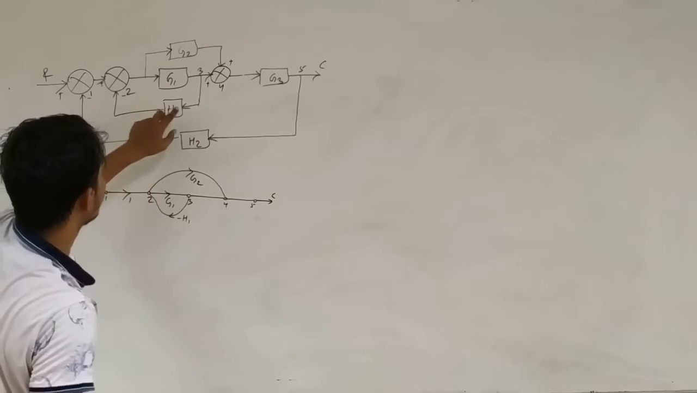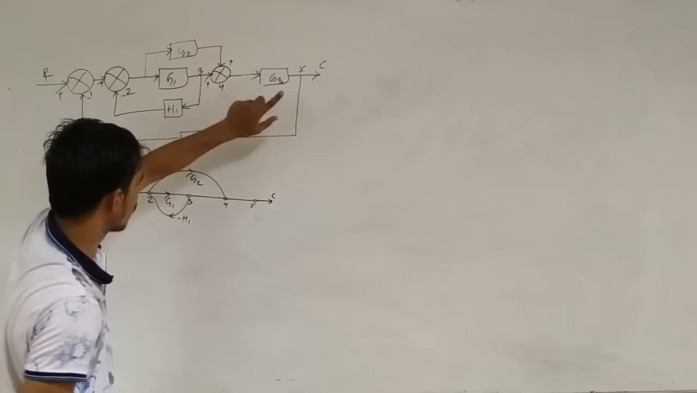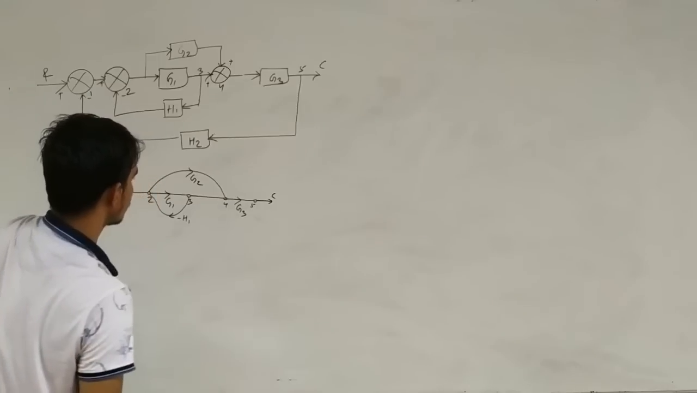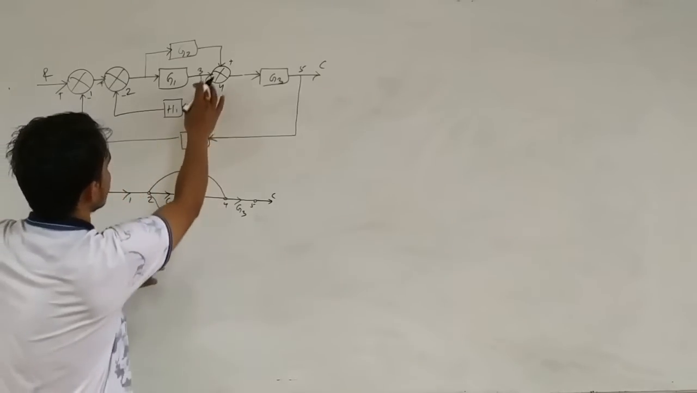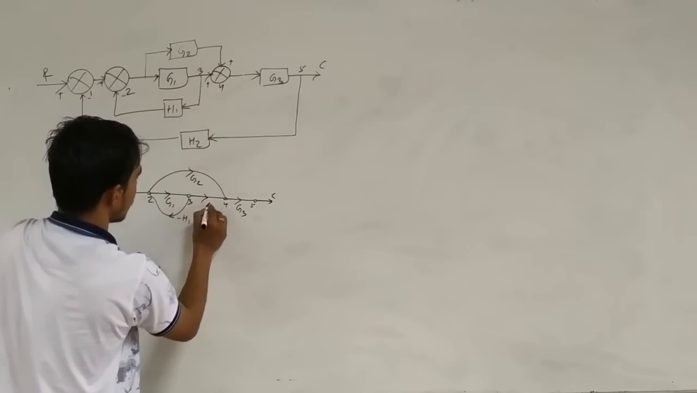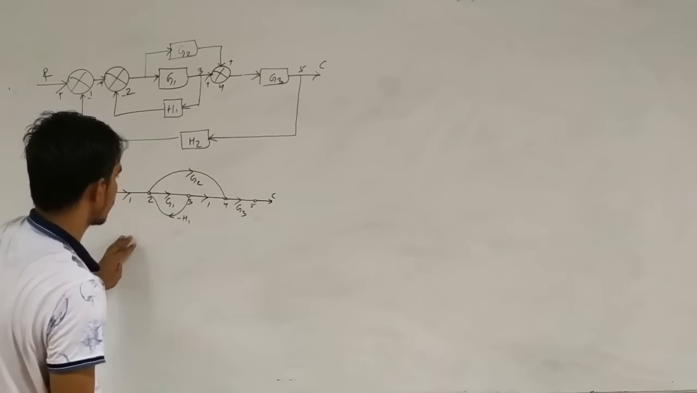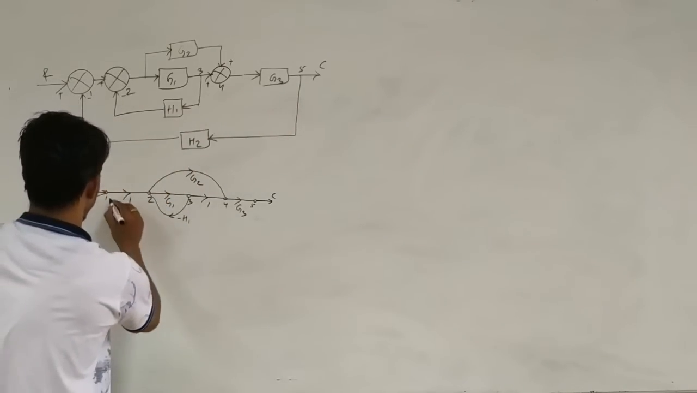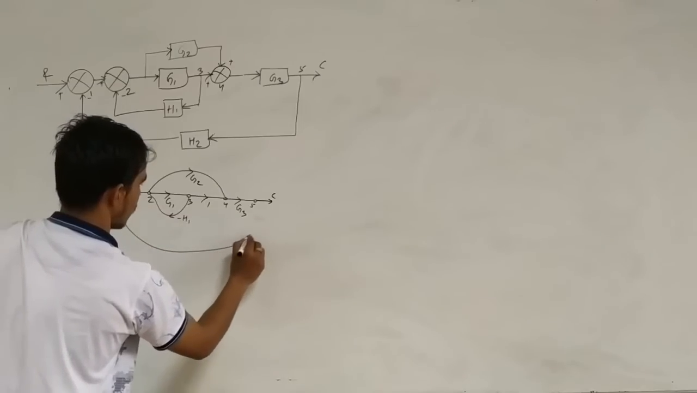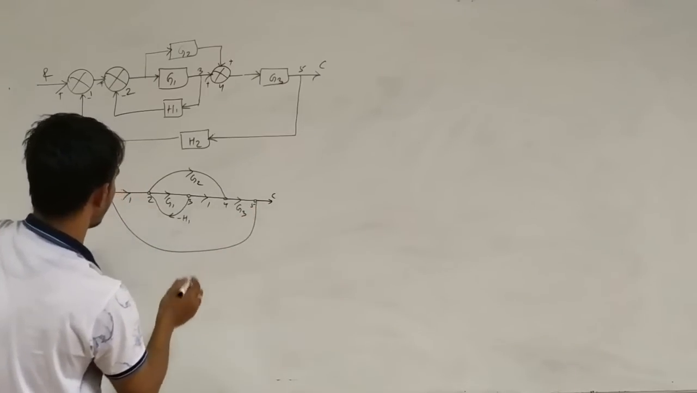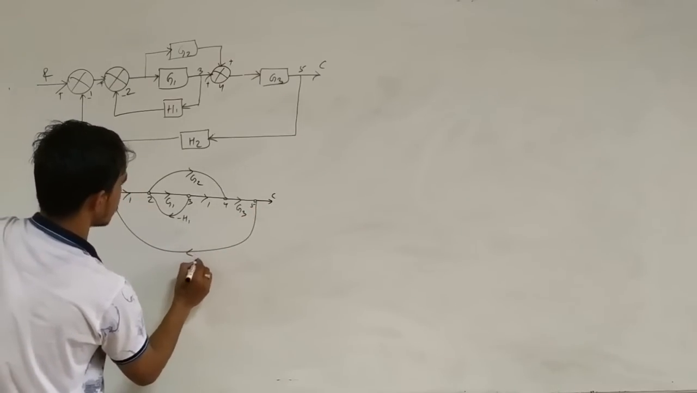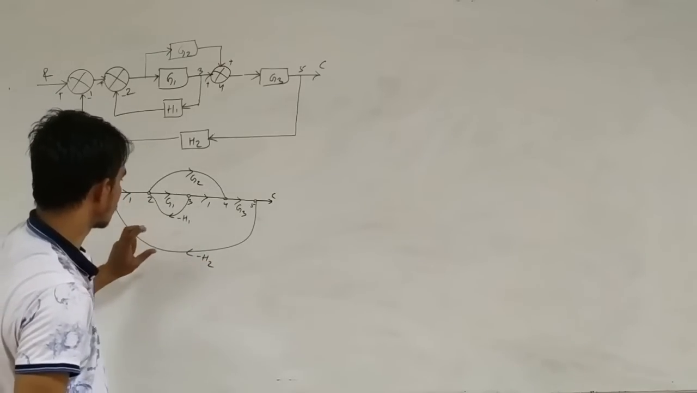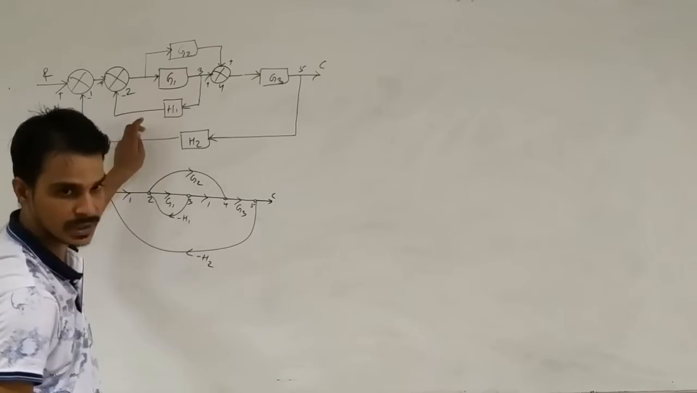And 4 to 5 the gain is G3. And 3 to 4 nothing is there, so consider 1. And node 5 to node 1, a feedback path is there forming a loop. So this is minus H2. So this is the signal flow graph of this block diagram.